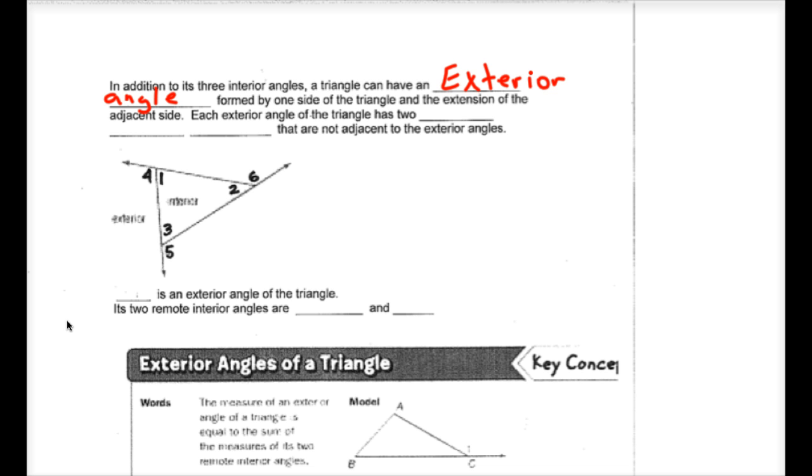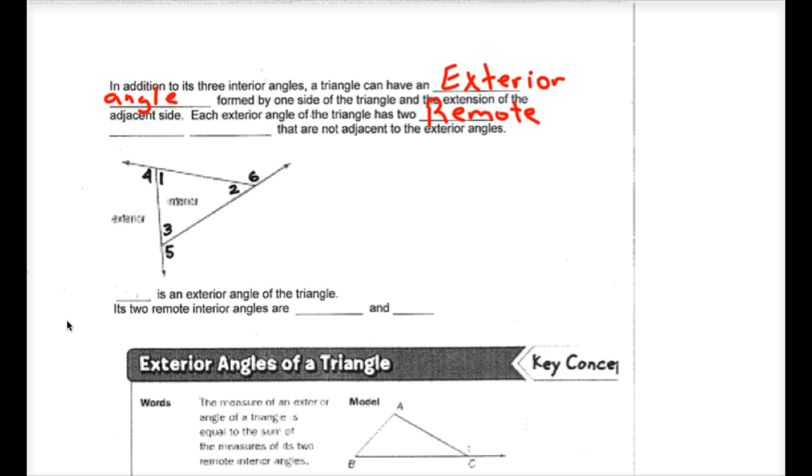And then each exterior angle of the triangle has what they call, this is brand new stuff, and actually it was kind of new to me too. I hadn't heard it in a while. Okay, each exterior angle of the triangle has what they call 2 remote.